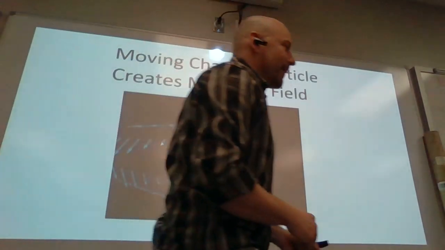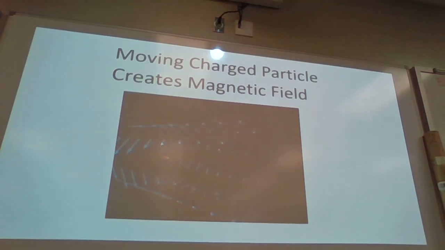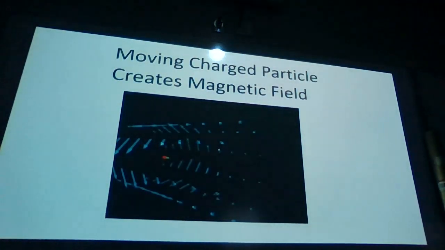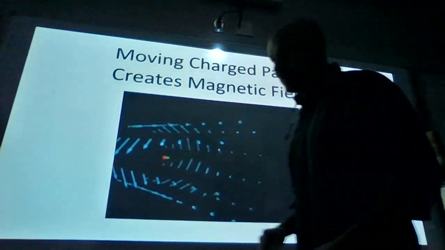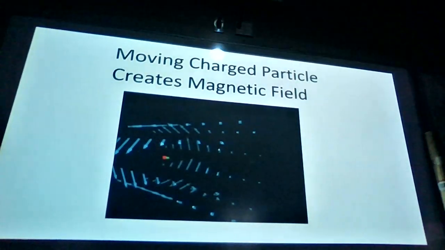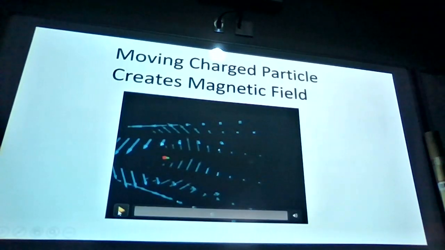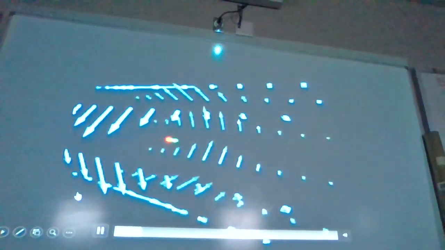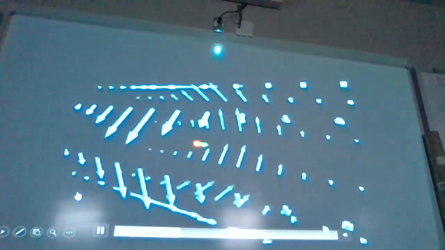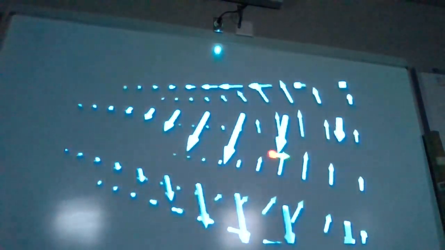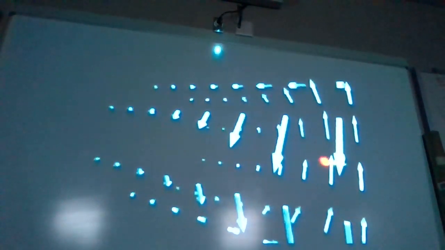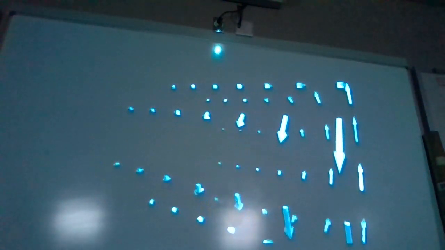So, if you have a moving charged particle, here we go. That's the magnetic field produced by a moving charged particle. It obeys the right hand rule. Yep, this is VPython.